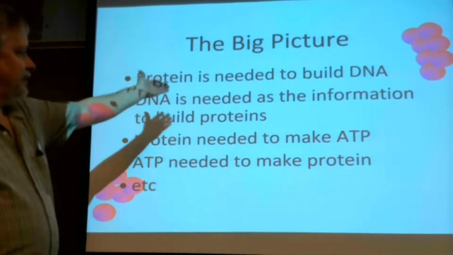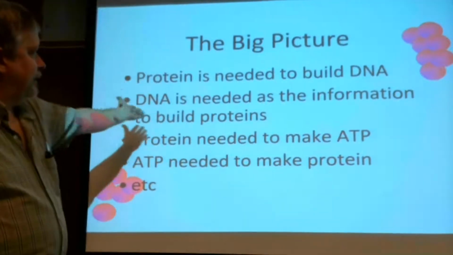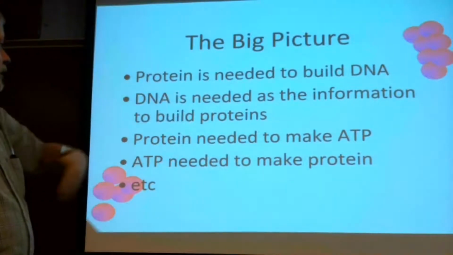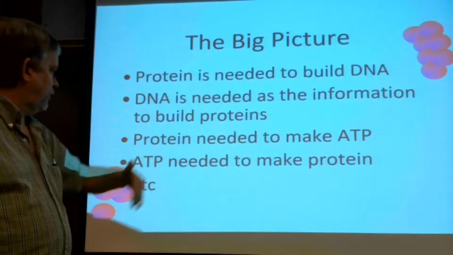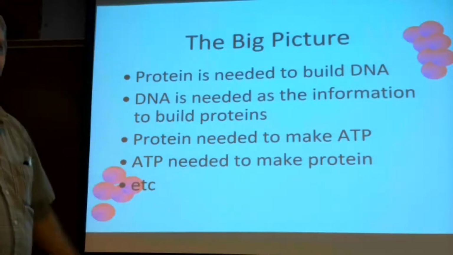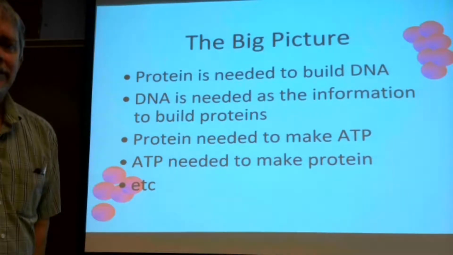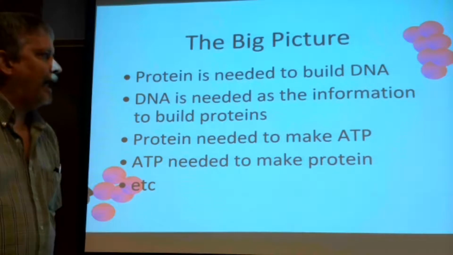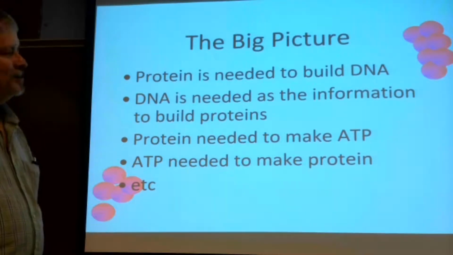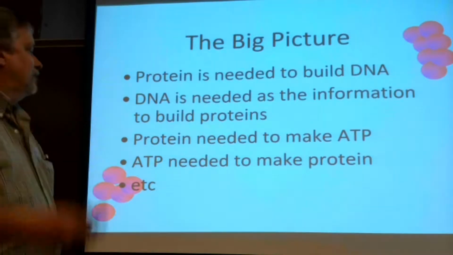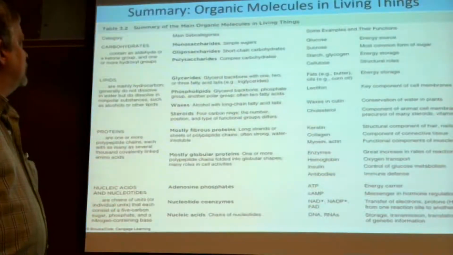So protein is needed to build DNA. DNA is needed as the information to build proteins. Proteins are needed to make ATP. ATP is needed to make proteins. So which came first, the chicken or the egg? That's the question here. They all had to be there at the exact same time in order for this to function properly. How does that happen? That's something you can just think about.